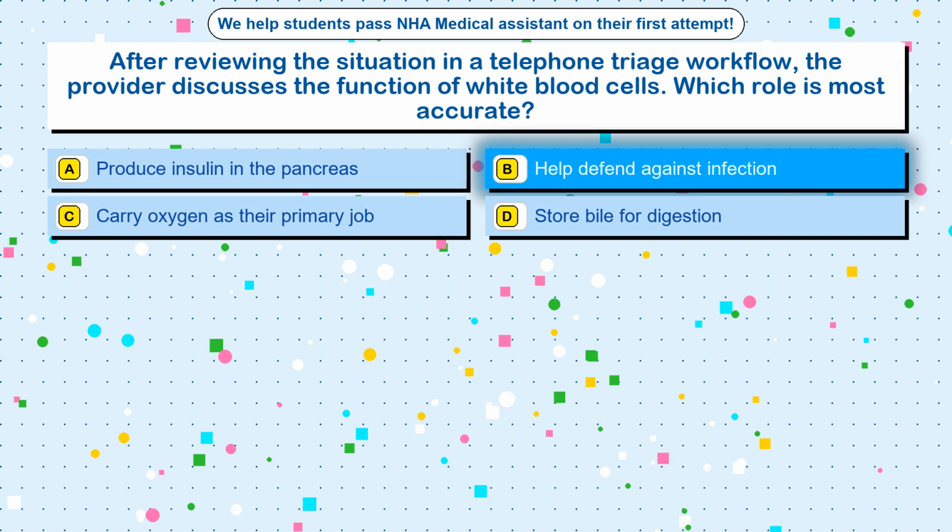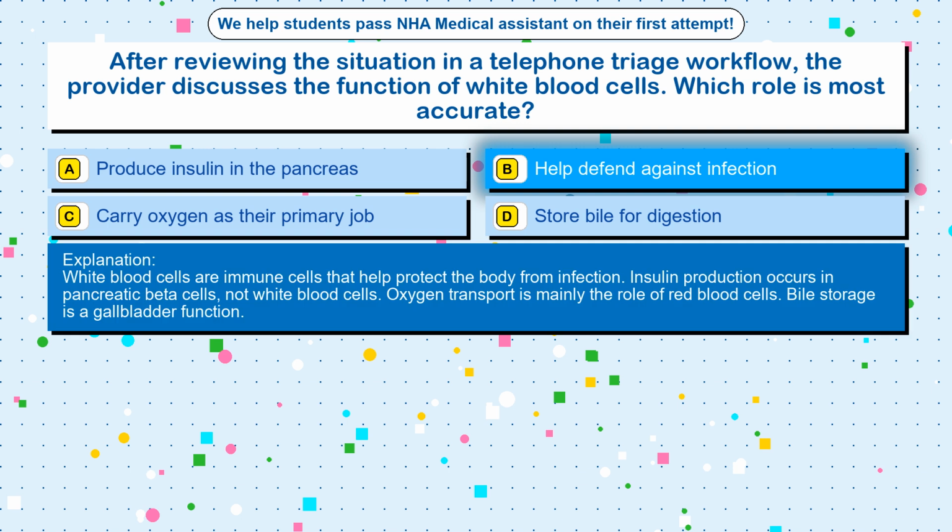The correct answer is option B, help defend against infection. White blood cells are immune cells that help protect the body from infection. Insulin production occurs in pancreatic beta cells, not white blood cells. Oxygen transport is mainly the role of red blood cells. Bile storage is a gallbladder function.